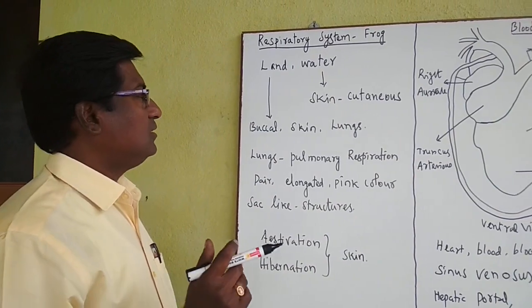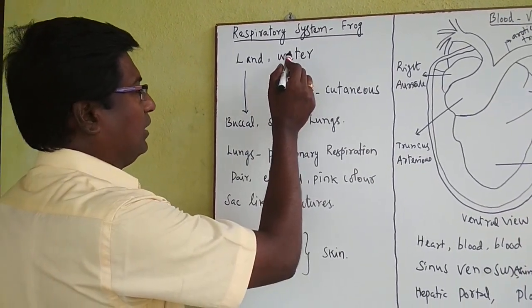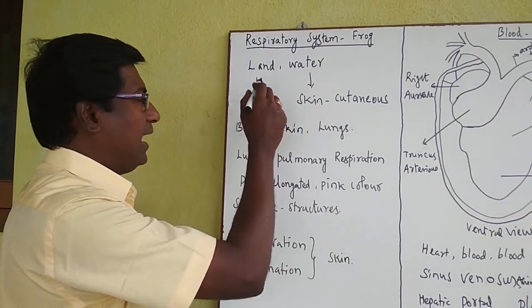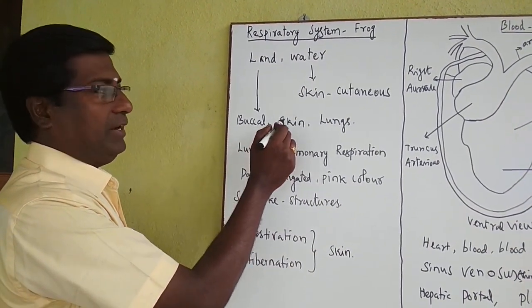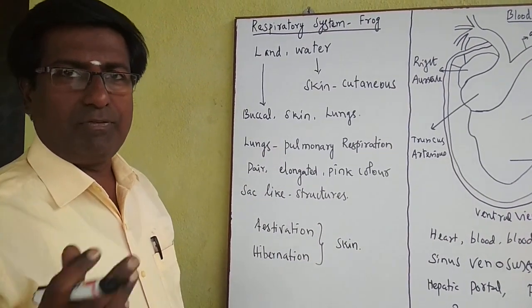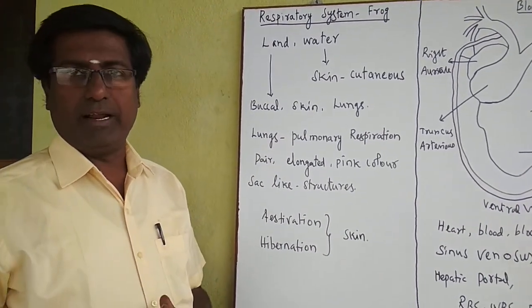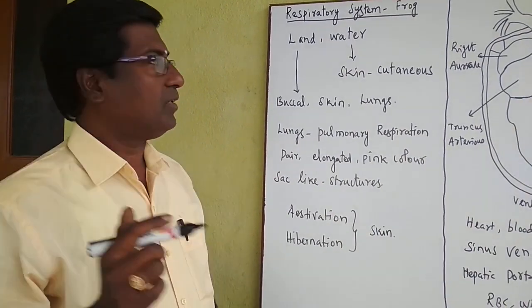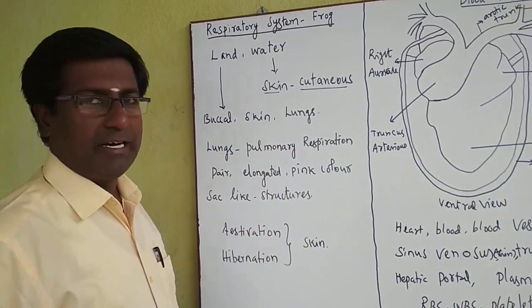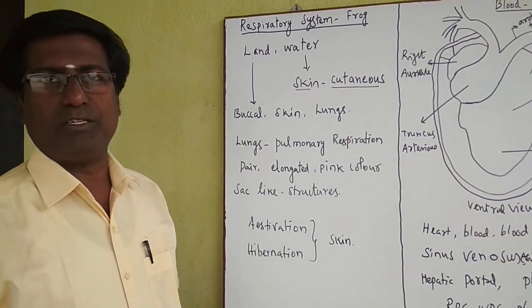In the water they respire through the skin, and on the land they respire through the buccal cavity, skin and lungs. First, when the frog lives in the water, it respires through the skin. That is called cutaneous respiration.